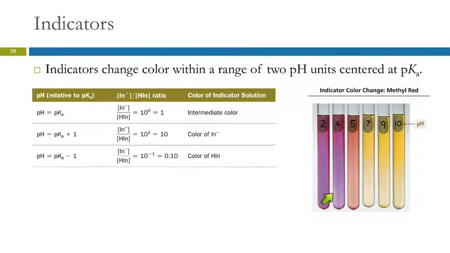So this is a different indicator, methyl red, and so it is sort of a purplish red down here, and it changes around pH 5 and then becomes yellow.